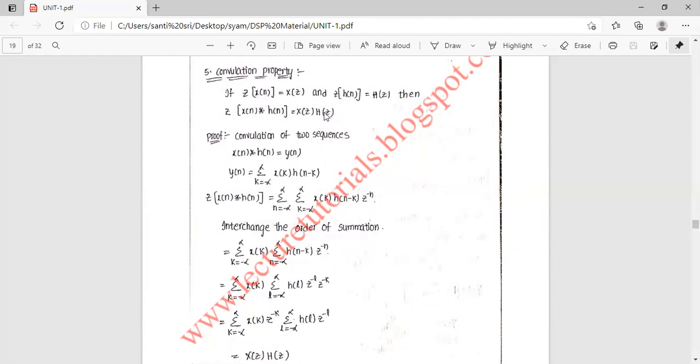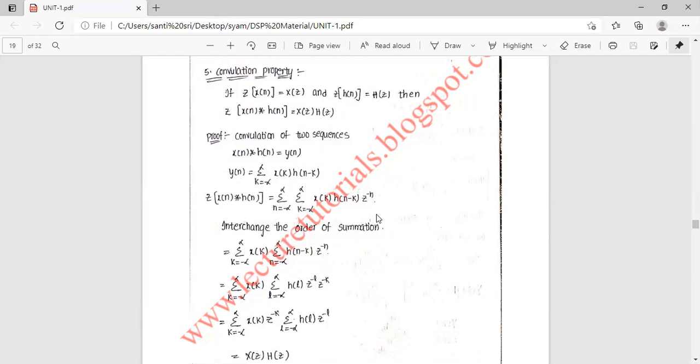Okay, so consider the convolution of two sequences: x of n convolved with h of n is y of n. So y of n is sigma k equal to minus infinity to infinity x of k into h of n minus k. Put it in the formula. The z transform of x of n convolved with h of n is equal to sigma n is minus infinity to infinity y of n into z power minus n. The value of y of n is sigma k equal to minus infinity to infinity x of k into h of n minus k. Now interchange the order of summation.